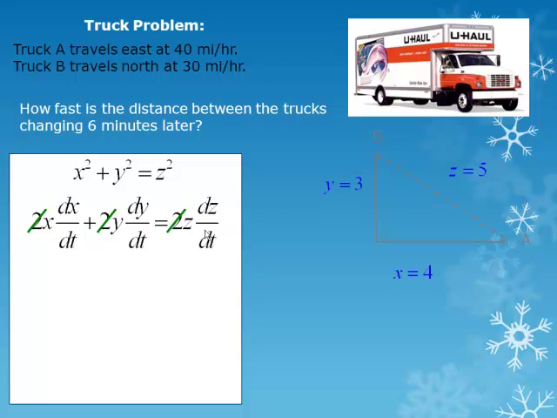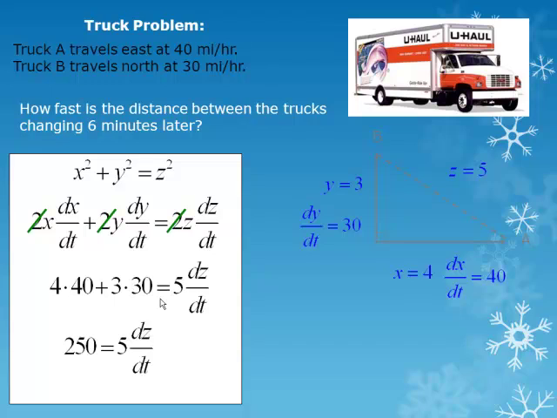So now we're just going to throw in the values that we can find. We know that dx dt is 40. We know that dy dt is 30. So knowing what we know, let's put everything in. x is 4, dx dt is 40, plus y is 3, dy dt is 30, and z is 5. So now I can solve this for dz dt. dz dt is 50. So the rate that the distance between the trucks is changing is 50 miles per hour.